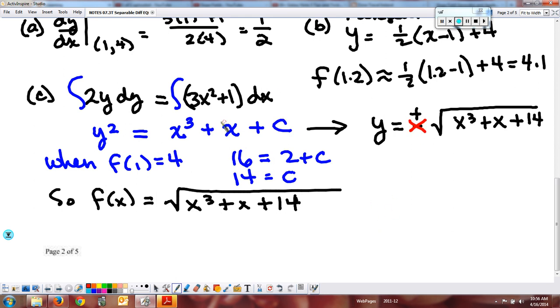So you can leave your general solution here. You can make your general solution plus or minus with the c in it. But once you go to the particular solution, you have to pick the one that is appropriate for the point that you have. So I just wanted to emphasize that.